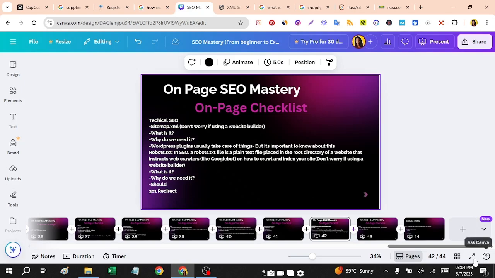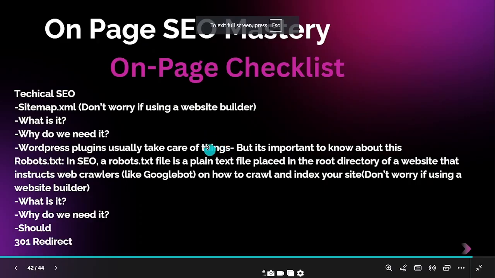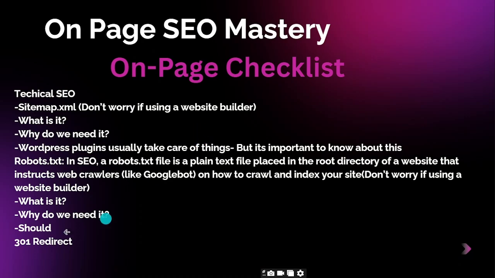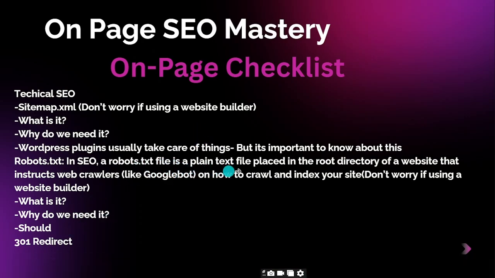The second thing is robots.txt. This is the new thing for you. It is a plain text file in the root directory of your website that instructs web crawlers like Googlebot on how to crawl and index your site.